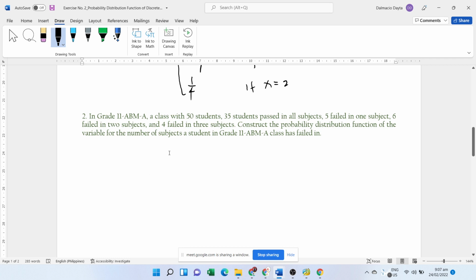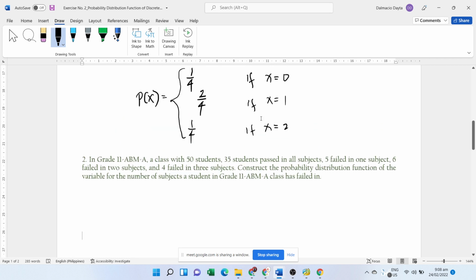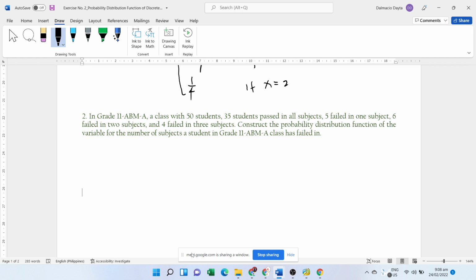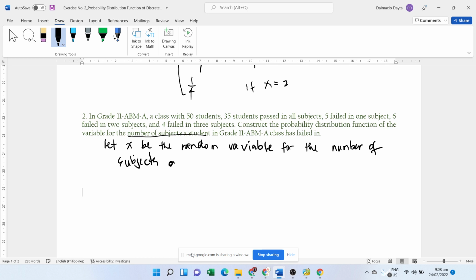Okay? So if you write this as the sample space, una na, then you can get the possible values for the random variable. Ulit, ganun ulit. Let x be the random variable for what? Ano yung hinahanap natin dito? Construct the probability distribution of the function for the number of subjects. No? So let x be the random variable for the number of subjects a student failed in.